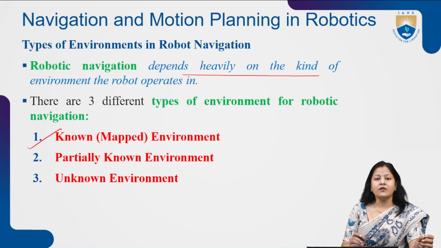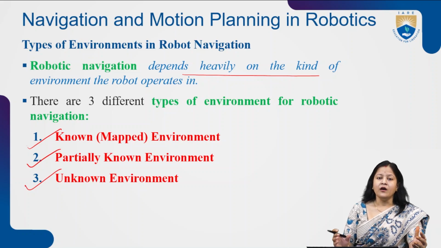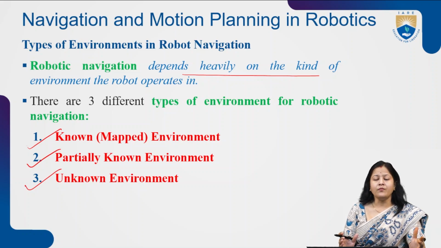One is the known or the mapped environment. Second is the partially known environment, and third is the unknown environment. Let me tell you about known and unknown in general, then we'll go for the example also. Known environment, or the mapped environment, means the robot has the complete information about the environment. Say the robot is present at our home. The robot knows where the table is, where the bed is, where the sofa is. It is fixed. The objects are not going to be changed very frequently. That is called the known environment.